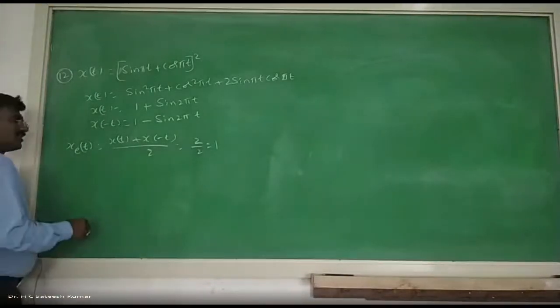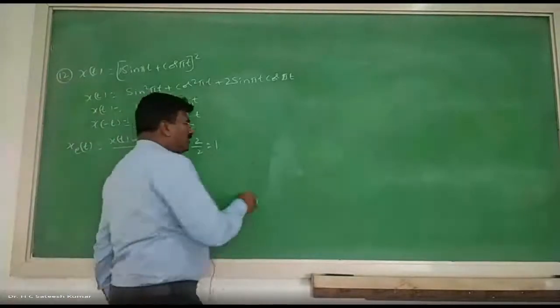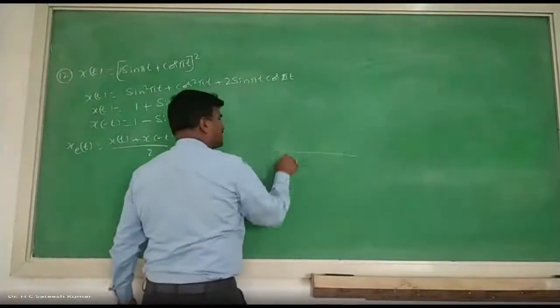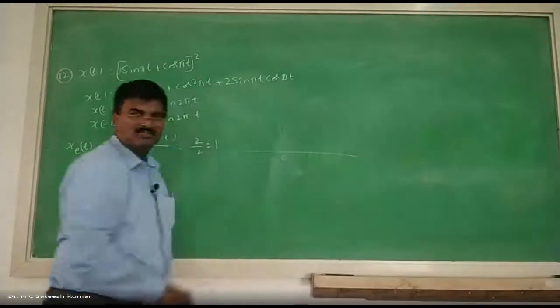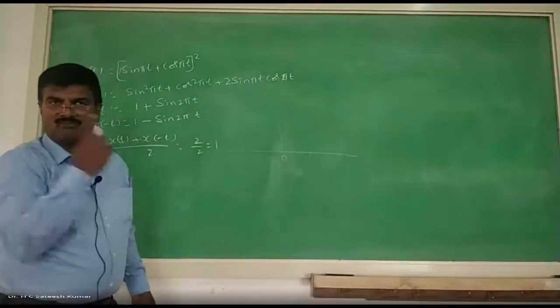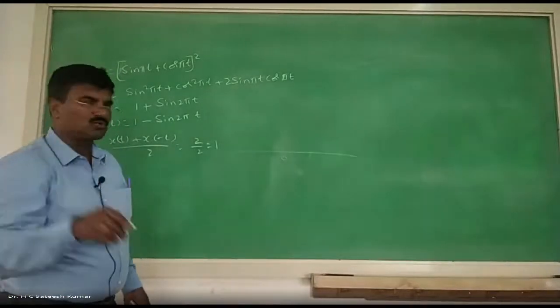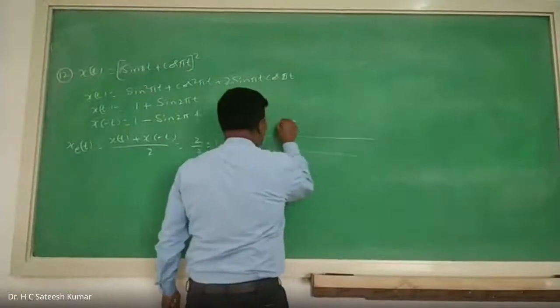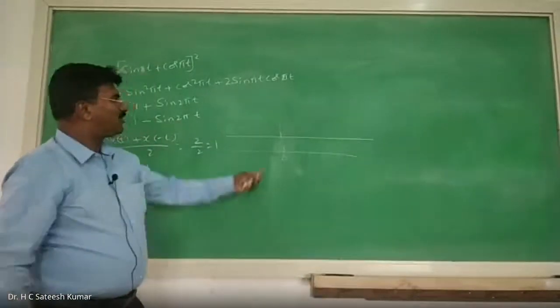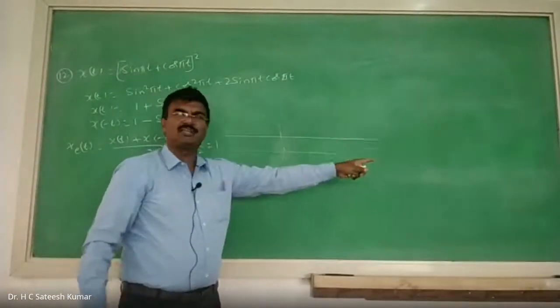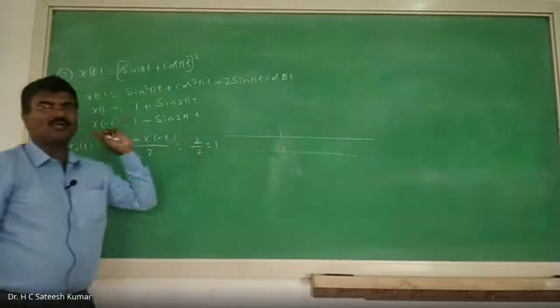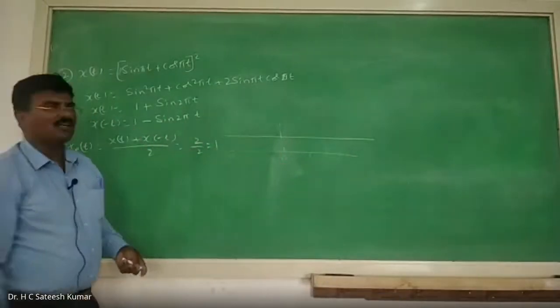Sir, can you sketch this signal? How to sketch 1? Signal 1 can you sketch like this? The meaning of 1 is the signal value is 1 from minus infinity to plus infinity, its value is 1 only. So therefore it is like this. And when you see this one, it is symmetrical about the origin. Whatever is there from 0 to infinity, same thing is there from 0 to minus infinity. That's how we are going to sketch the signal xe of t.